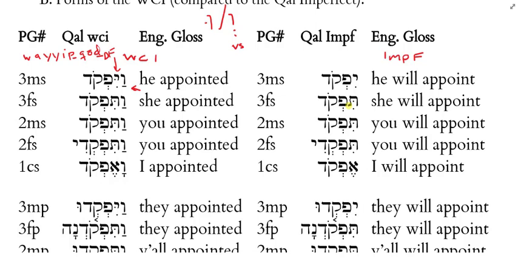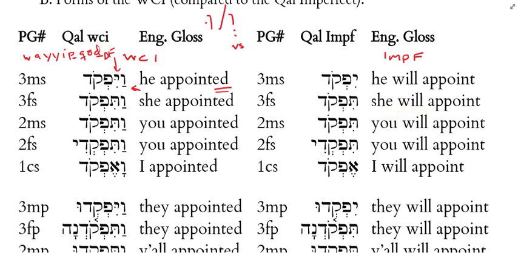Okay? Now what I want you to notice is the translation value and its difference. I have vayif code, it's translated as past time. He appointed. If I have yif code, the cal imperfect, then it is usually future. He will appoint. Okay? Go back to third feminine singular. Vatif code, she appointed. Past time. Versus simply tif code, she will appoint. Future time. Or non-past. Okay?